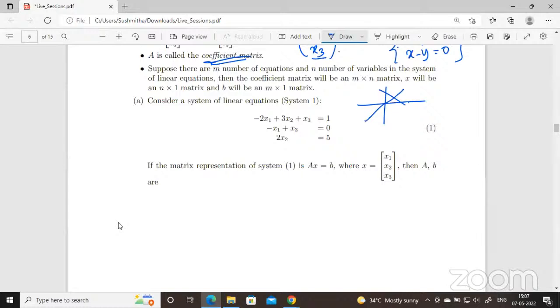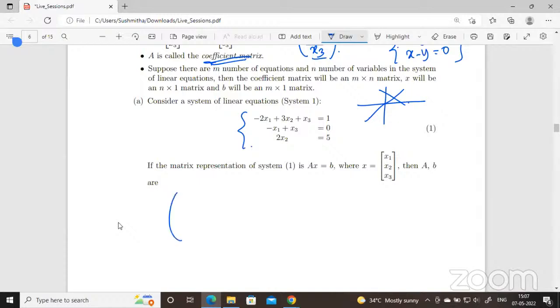Before solving that, let's try to understand the coefficient matrix. Here we have a system of equations. What will the coefficient matrix be? What will the variable matrix be? What will the right-hand vector be?